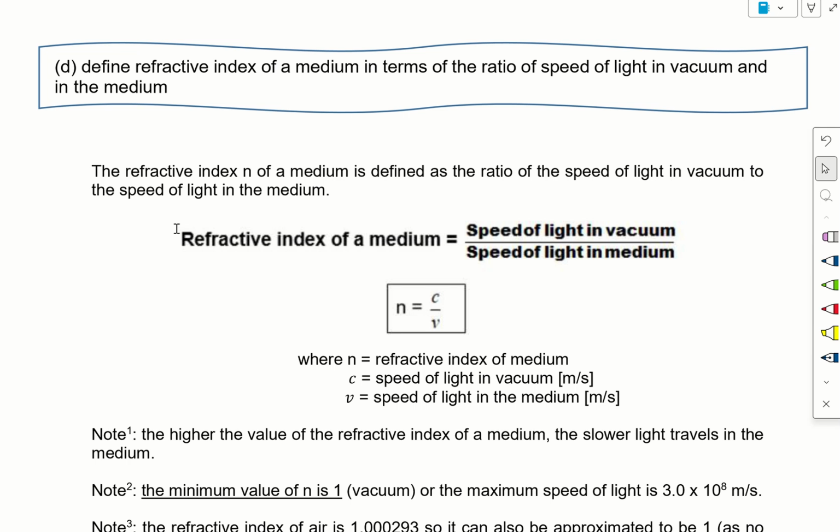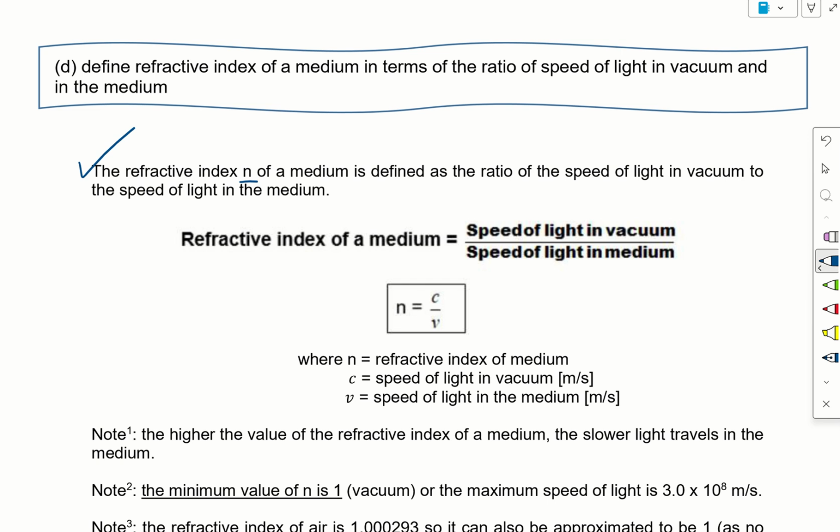Okay, for this video, we're going through light, success criteria D: define refractive index of a medium in terms of the ratio of speed of light in vacuum and in the medium. Now, what is refractive index? So this is the definition. You need to know the refractive index. So we use N, letter N.